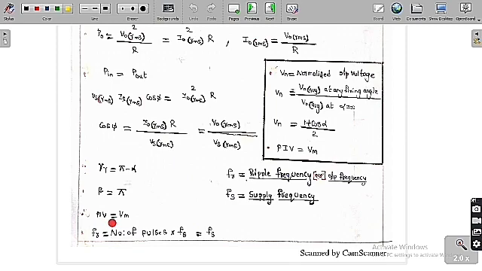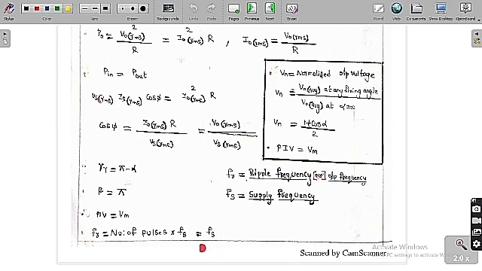Whereas the peak inverse voltage is equal to Vm for the thyristor, and Fr is the number of pulses into Fs. So Fr is called the ripple frequency or the output frequency, which is the frequency in the output voltage or the output current. It is equal to the number of pulses into the supply frequency. As there is only one pulse present in the output voltage or current, it is 1 into Fs.